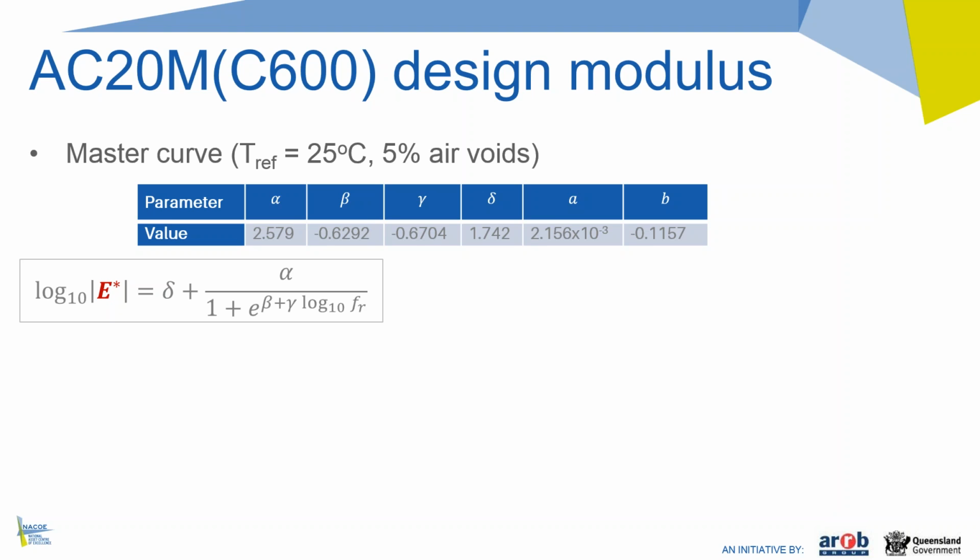In this case, the parameters are defined for a reference temperature of 25 degrees Celsius and the test air voids of 5% air voids. What we're really trying to do is solve that equation for the E star to get our design modulus. The only term we don't currently know in that equation is the FR, which is the reduced frequency. That's calculated using this formula. The reduced frequency equals the temperature shift function times the flexural modulus test frequency. So Eric showed this yesterday.